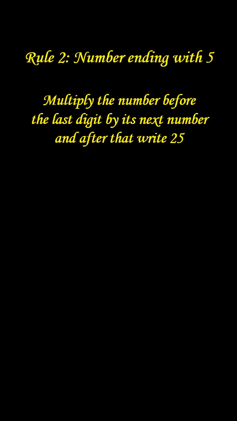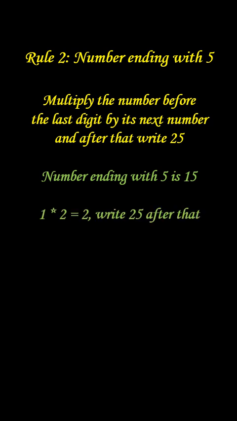Rule number 2 is for the numbers ending with 5. Multiply the number before the last digit by its next number, and after that just write 25. Let's see, the number ending with 5 is 15. The digit before 5 is 1. 1 times 2 is 2. Write 25 after that. So 15 squared is 225.